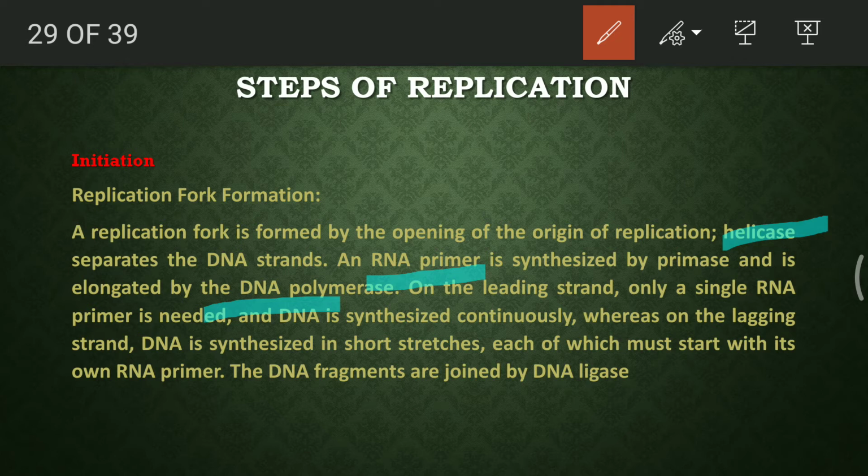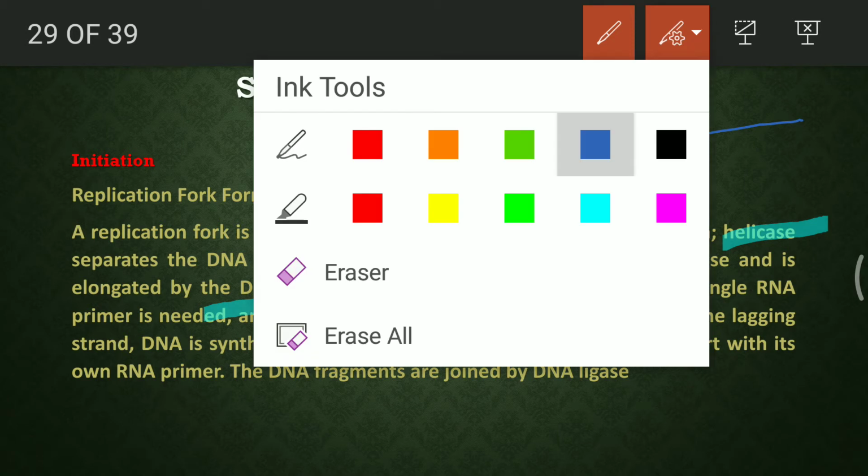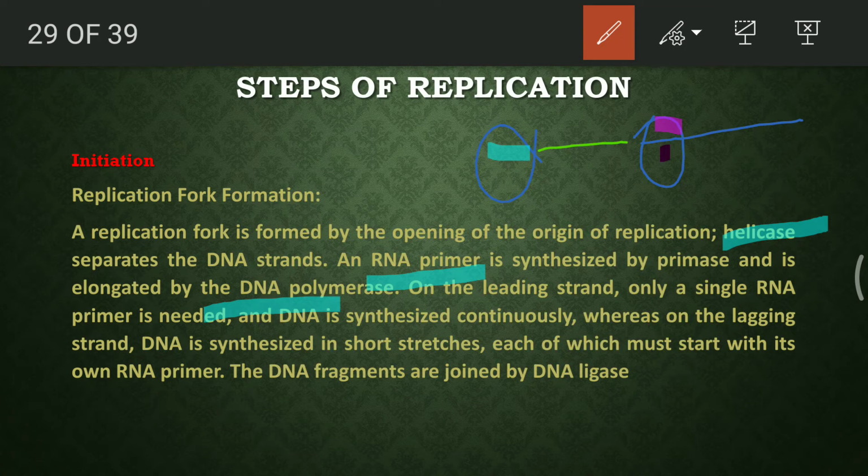Whereas in case of lagging strand, small chunks of RNA primers are added and then the DNA is formed. Again, a small chunk of RNA primer will be added and as a result DNA will be formed. In this way, these RNA primers need to be removed once the DNA replication process is completed. The removal of these primers will create gaps in the DNA structure, and these gaps need to be joined with the help of DNA ligase. So this is how the initiation occurs.